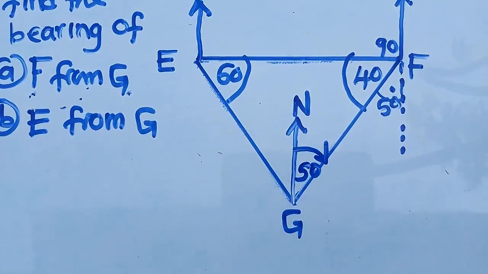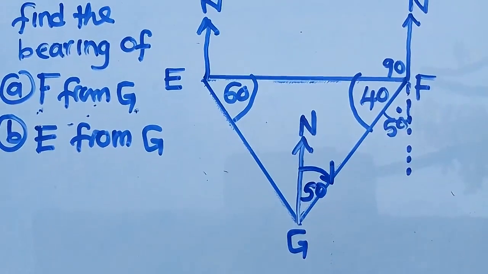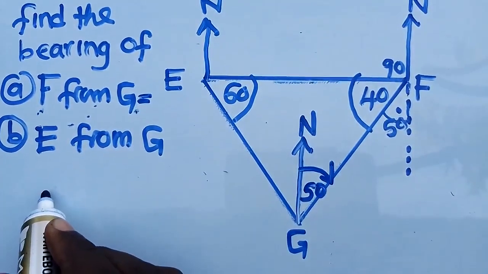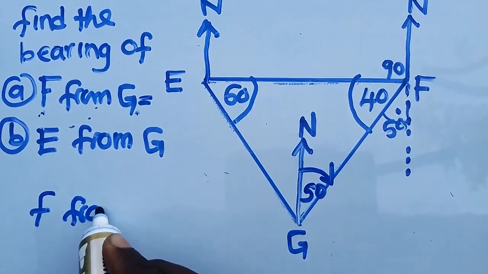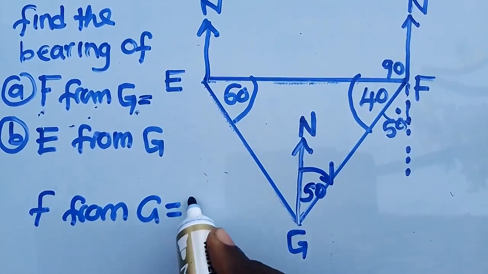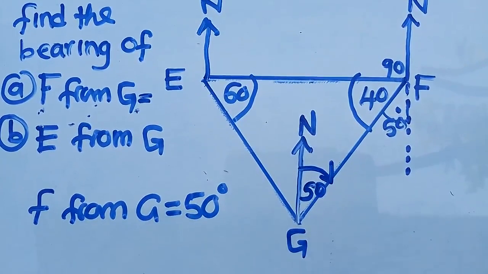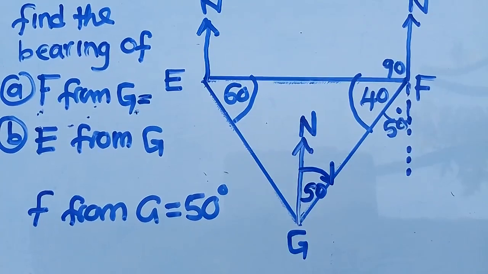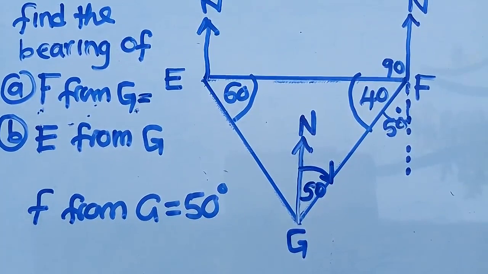We are using the principles that I was telling you. One of the principles that I told you is what I've used here. So this is how you need to go about that one. So we've solved this one. The bearing of F from G: what is your answer? Your answer is 50 degrees. These are things that you need to take into consideration. Then you are done.